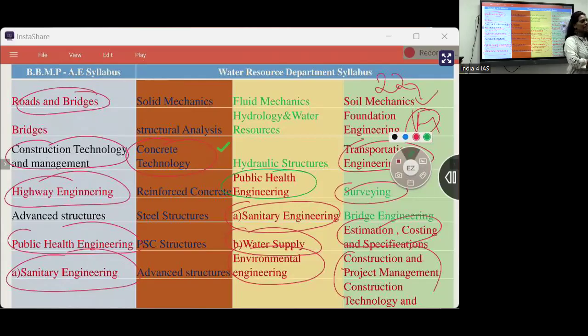So you should not take those things on your mind. You should be clear with your goal. You should set objectives. You should aim for your goal. Okay, so from today onwards your only goal is either to place in BBMP AE or in the Water Resource Department or in both. That is, you should have a choice of which to take.